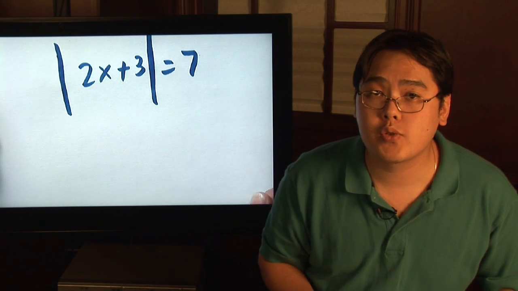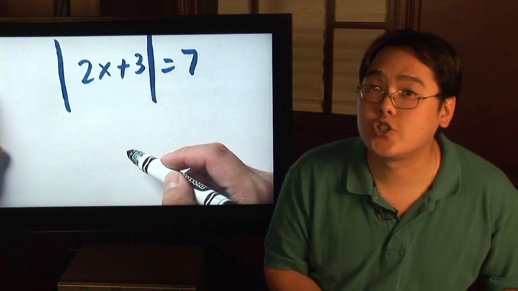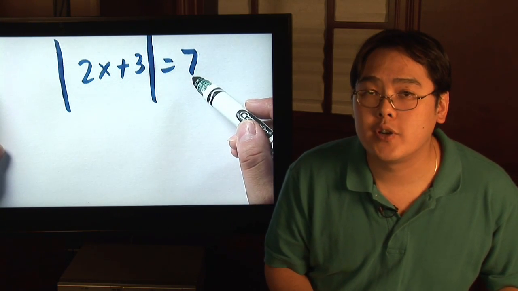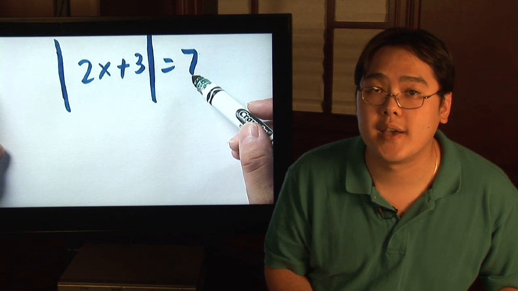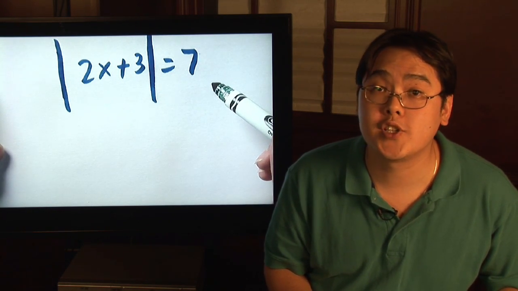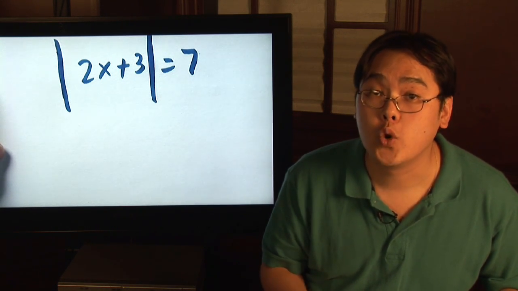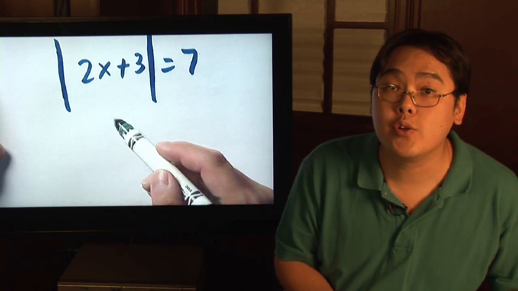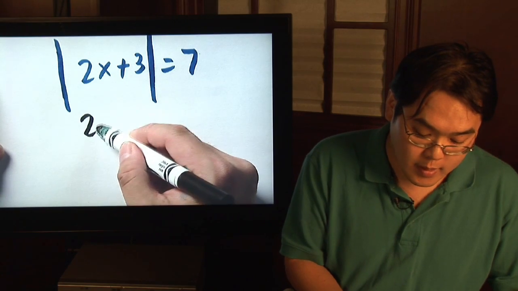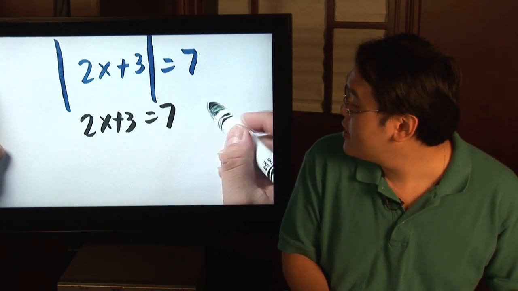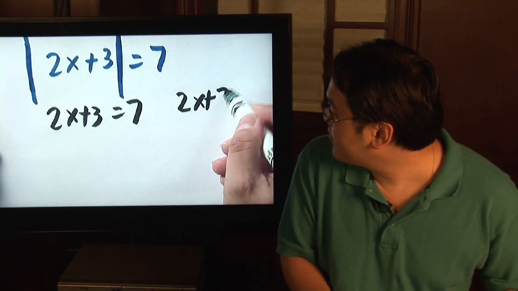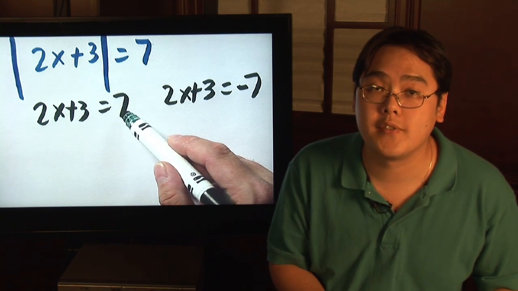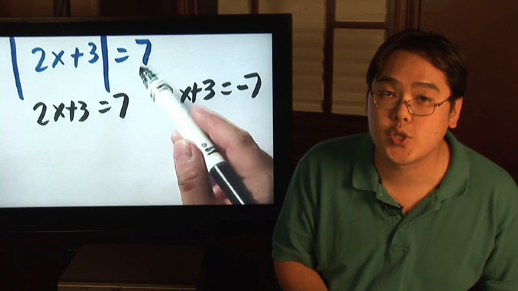But once you make sure that both of those conditions are met, you can split them up as two separate equations. Now, think about the number 7 for a minute. There's two numbers whose distance from 0 is 7. There's the number 7, which is 7 units away from 0, and there's negative 7, which is also 7 units away from 0. So with that said, you're going to take this absolute value and break it up as two separate equations: 2x plus 3 is equal to 7, and 2x plus 3 is equal to negative 7. Again, the reason you break it up as 7 and negative 7 is because both of those numbers are 7 units away from 0.